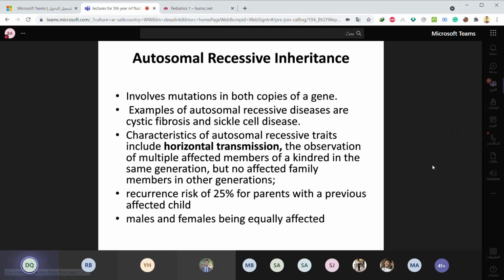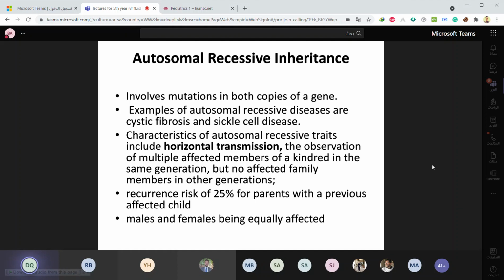Autosomal recessive inheritance is different; it involves mutations in both copies of a gene. Examples of autosomal recessive disease are cystic fibrosis and sickle cell disease. I think you have to know cystic fibrosis because it's a common genetic autosomal recessive disease in Jordan. Characteristics of autosomal recessive traits include horizontal transmission: multiple affected members of a kindred in the same generation but no affected family members in other generations. So it's horizontal, not vertical transmission.